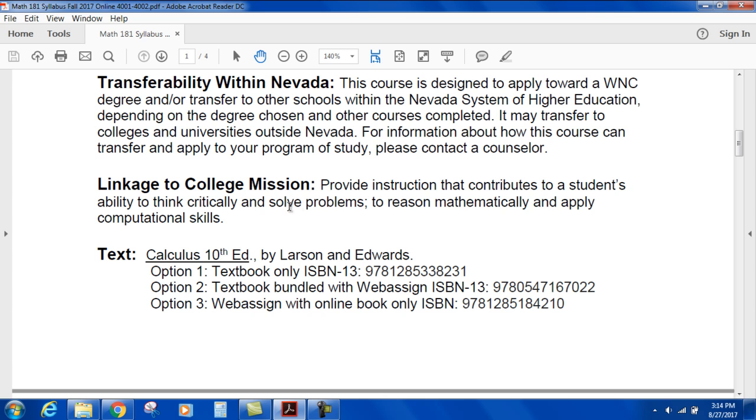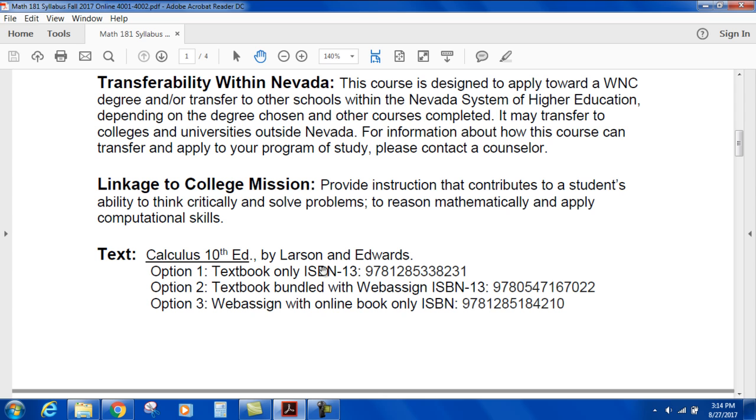Linkage to college admission. Provide instruction that contributes to a student's ability to think critically and solve problems, to reason mathematically and apply computational skills. So we're using the Calculus 10th edition book here by Larson and Edwards, and this book can be expensive. It's designed to be used for 3 semesters. We use it for Calculus 1, 2, and 3.